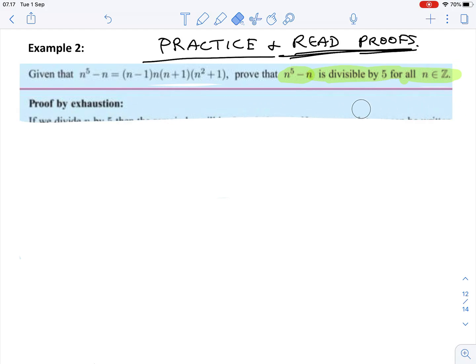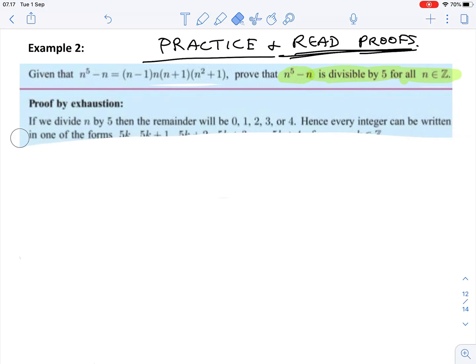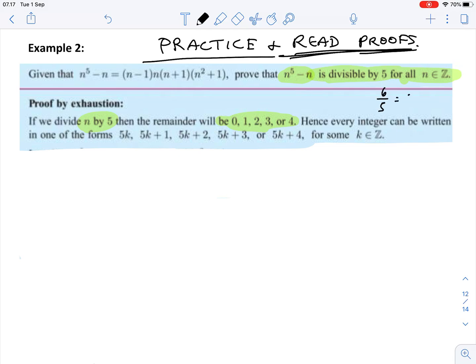So when you think, okay, n has to be divisible by 5, what we can say here is that if we divide n by 5, then the remainder is going to be 0, 1, 2, 3, or 4. What do I mean by that? Well, if you divide 6 by 5, you would get 1 and 1/5. So the remainder would be 1. 7 divided by 5, that'd be 1 and 2/5. You get the point here? So these are the remainders.